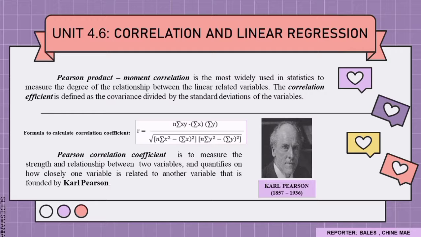R equals n sigma xy minus sigma x times sigma y, divided by the square root of n sigma x squared minus sigma x quantity squared, then n sigma y squared minus sigma y quantity squared. The Pearson correlation coefficient measures the strength and relationship between two variables and quantifies how closely one variable is related to another. It was founded by Karl Pearson.